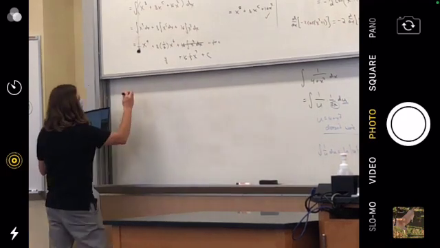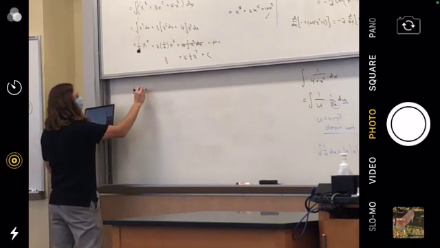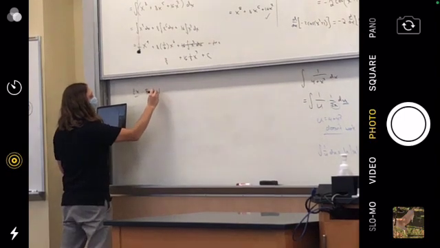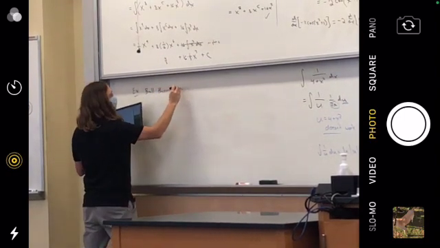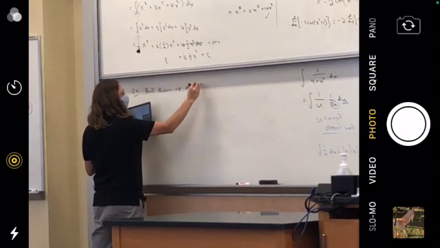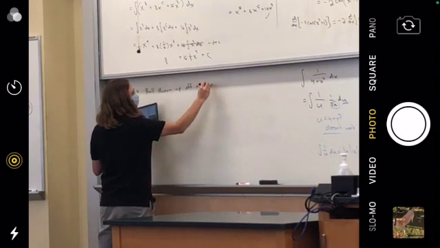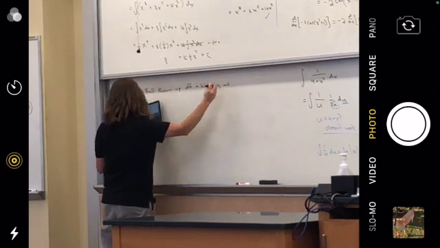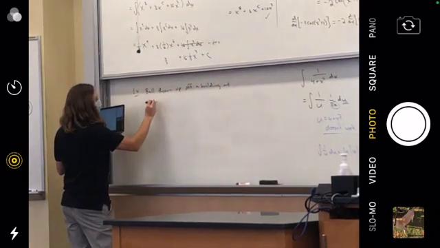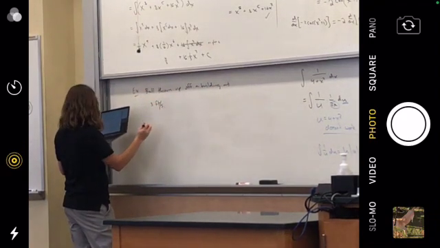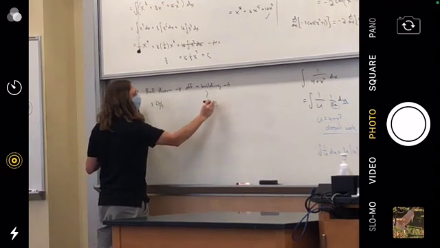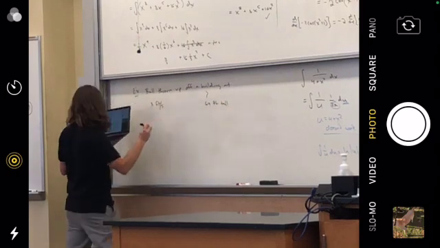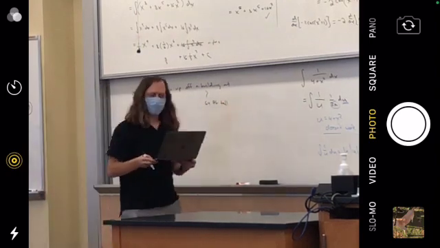Alright, so the last example. A ball is thrown in the air off the building at 8 feet per second. And the building is 64 feet tall. When does the ball hit the ground?